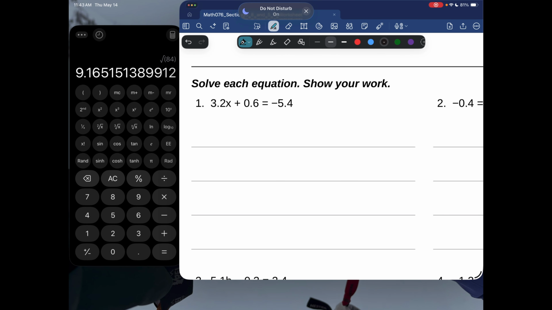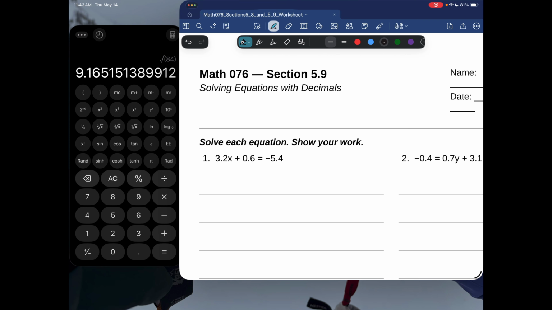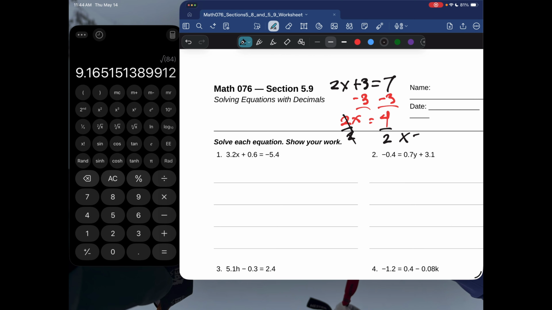Let's think back to our regular equations. If I'm solving something like 2x plus 3 equals 7, what's my first step? I want to get x all by itself. So I'm going to subtract 3 from both sides, and I get 2x equals 4. Then I would divide both sides by 2. My 2's would cancel, and I'd get x equals 4 over 2, or 2. Okay, that's just a refresher.